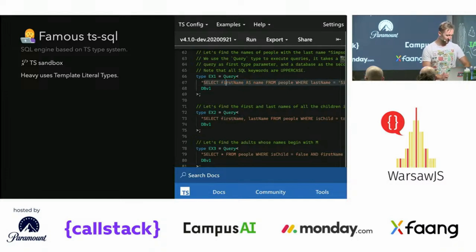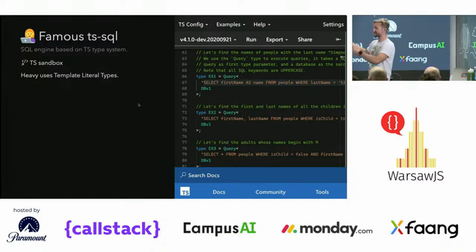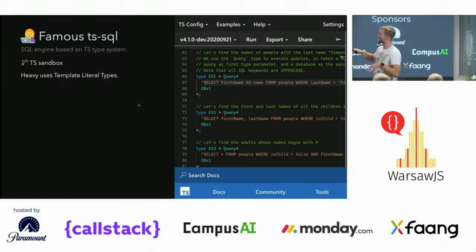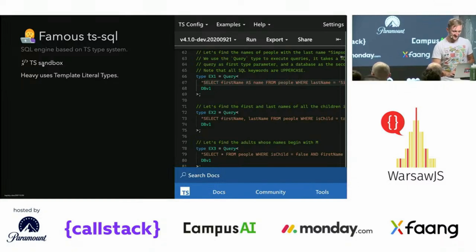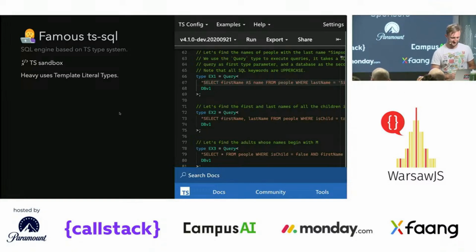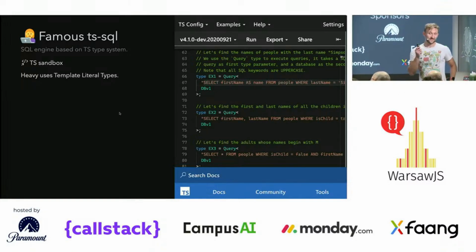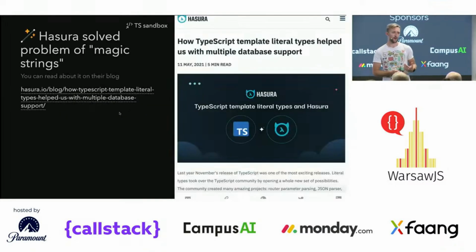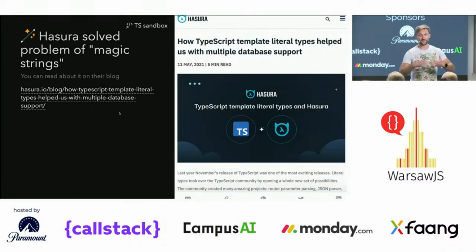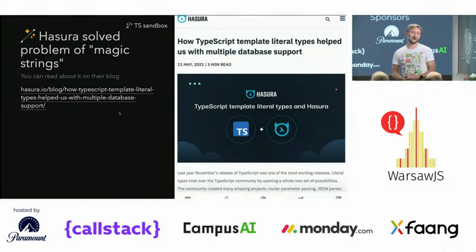I won't play with that because I don't have time. But if you're interested, at the end of my presentation I have the QR code with the whole slides and the links, including all of those examples. They are linked here on the slides. So yeah, nice one, but also not very useful. But we had some useful examples which were done not that long after the initial presentation of this feature, like from Hasura, which solved the problem of magic strings.